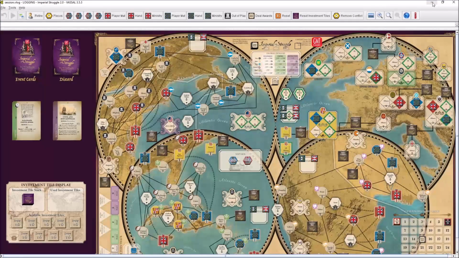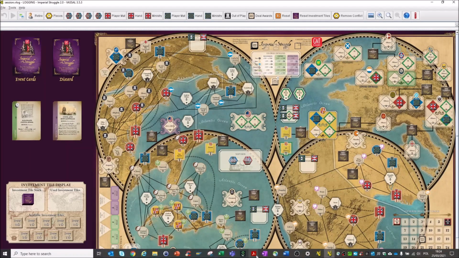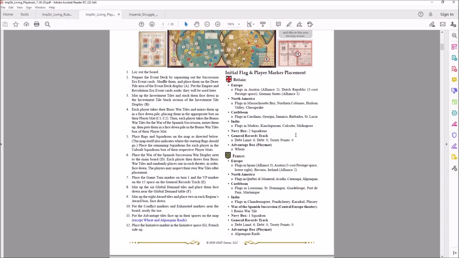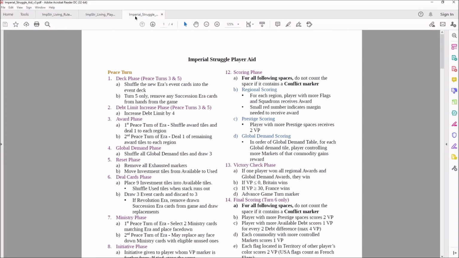Okay, regarding the setup, the setup is also very nicely described. Let me just provide it to you in the player aid, and we actually will be using the player aid for these tutorials. So we don't have a deck phase in turn 1, it's only in turns 3 and 5.